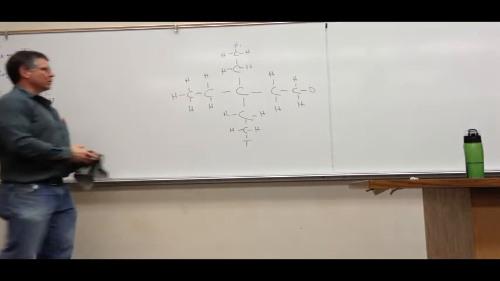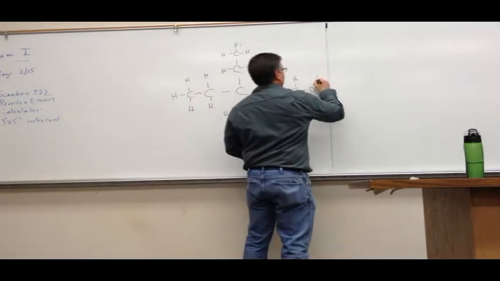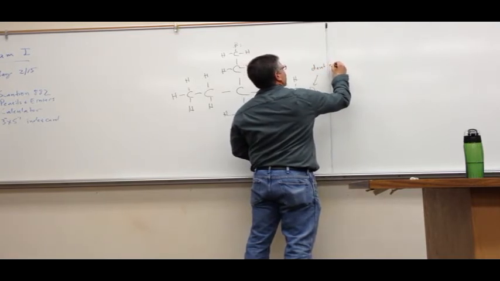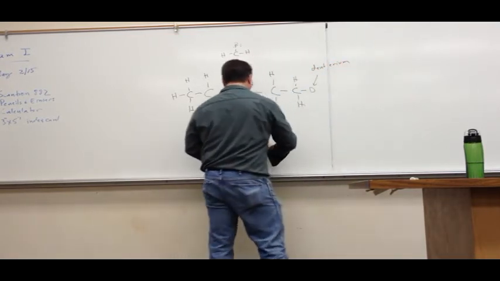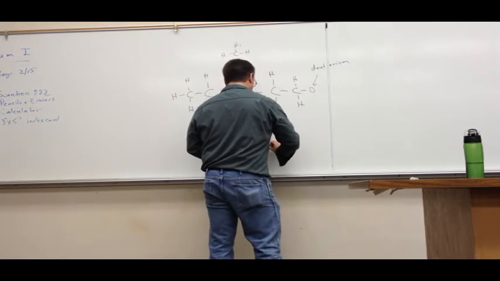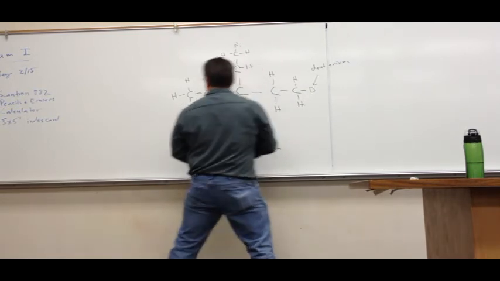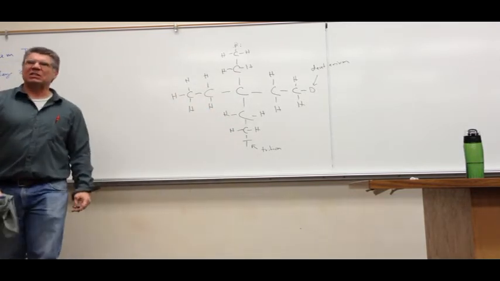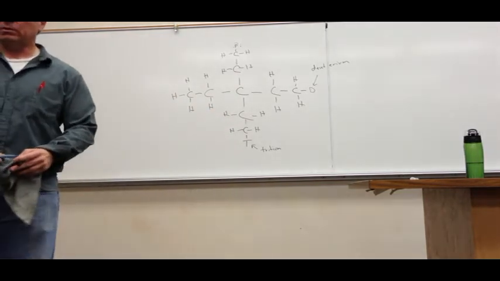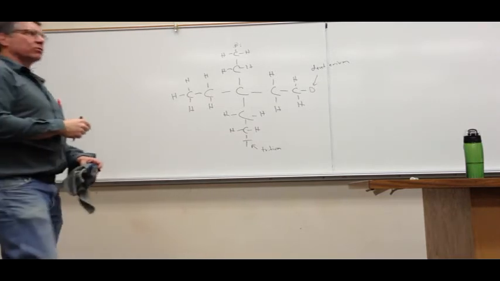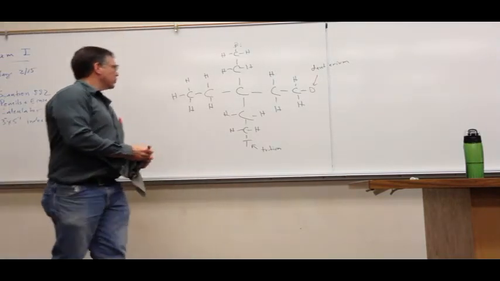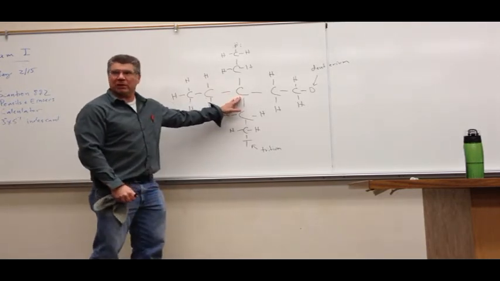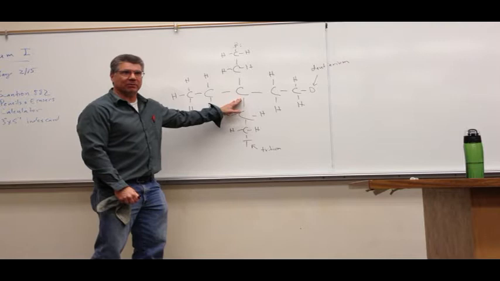Looks complicated, right? But the D stands for deuterium, the T stands for tritium. They're isotopes of hydrogen. Deuterium has an extra neutron, tritium has 2 extra neutrons. This carbon right here has 4 different groups attached to it. And that makes it a chirality center.